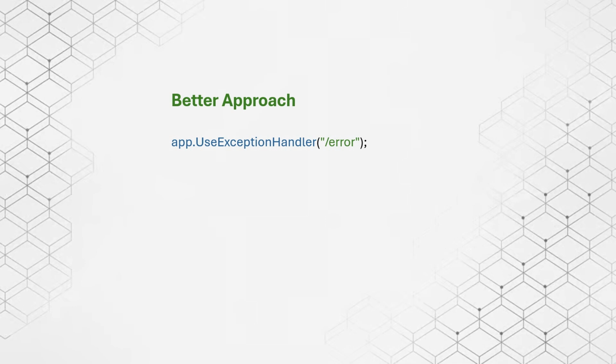ASP.NET Core provides centralized exception handling middleware. With this approach, unhandled exceptions are caught in one place instead of being handled repeatedly in every controller.